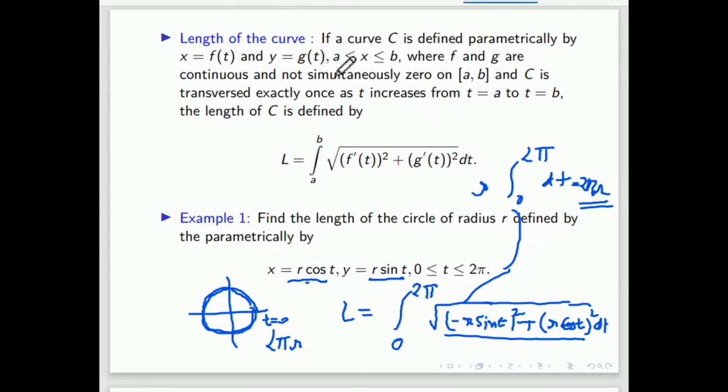Or similarly from a to b, how much distance it will cover if it traverses only one time, that is nothing but given by this formula: integral from a to b of square root of f dash t and then g dash t whole square, dt. That will give the length of this curve or the path traversed by the particle.